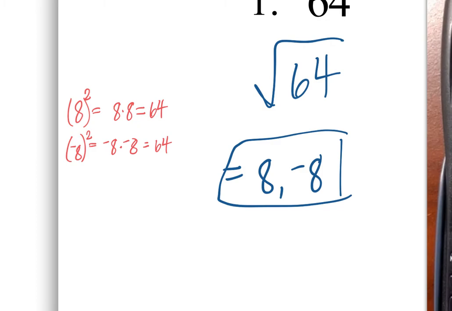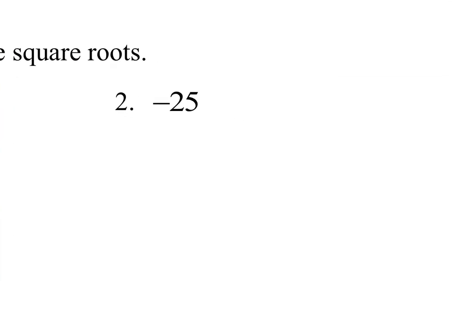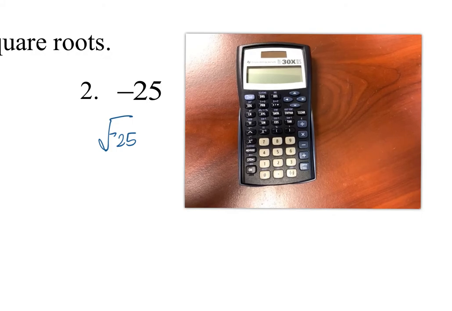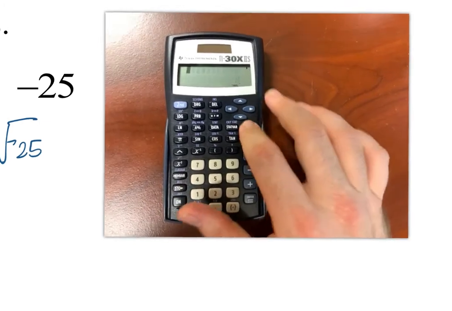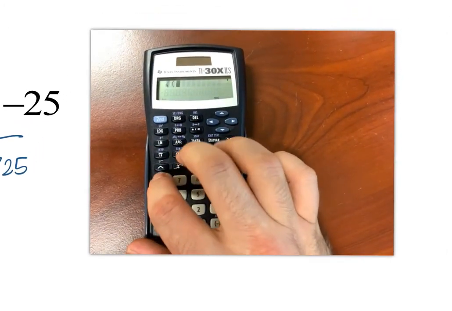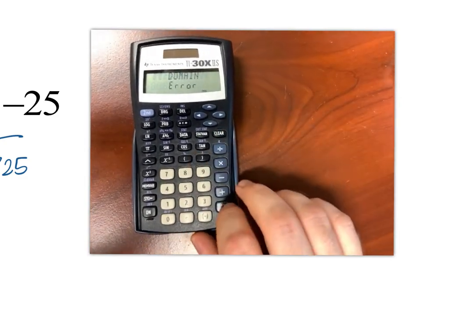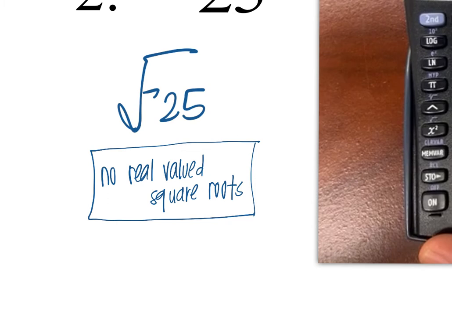Now, when we get to our second problem, it's asking us to take the square root of negative 25. So I'm going to type this in my calculator, and it's going to give me an error message. Second, square root, negative 25. See how it gives us that error message? That's because there are no real valued square roots of a negative number, and negative 25 is a negative number.